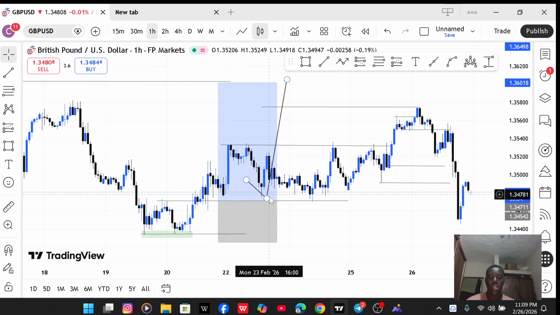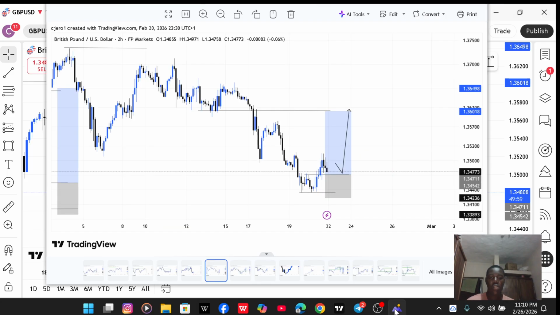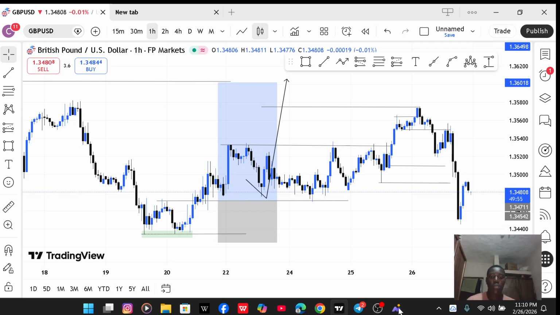So it retested the neckline. You can see my arrow. It retested the neckline. If you want to, you can just see the trade when I called it live. So let me continue. It retested the neckline.